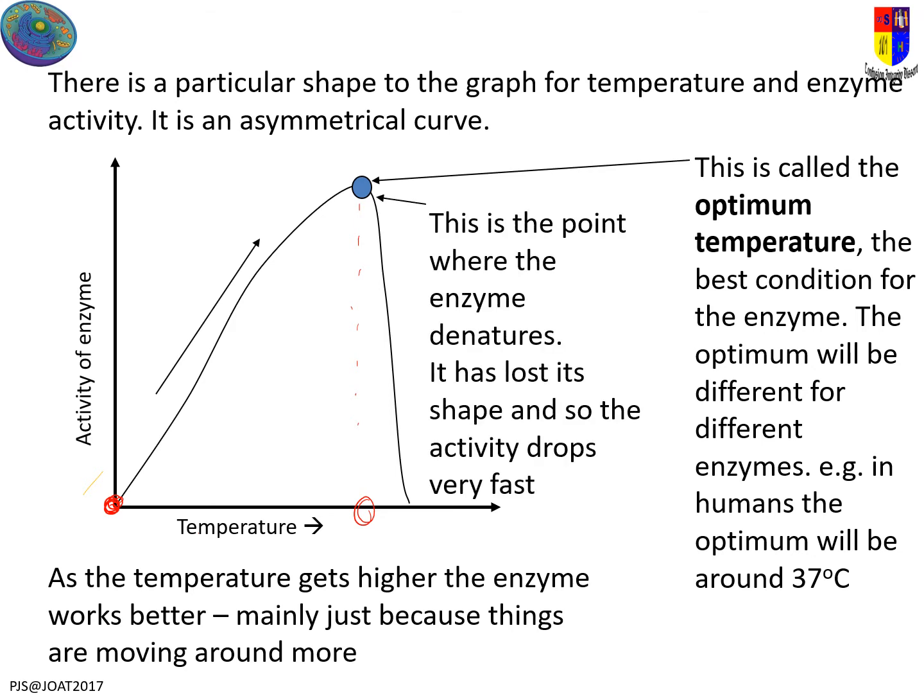After the optimum, we reach a point where the enzyme denatures. And this is this term here. So it's lost its shape. And when it loses its shape, it can't fit anymore. And so the activity drops, and drops fast. Once you've done this, your enzyme is wrecked. The only way you're going to recover from this is if you have basically more enzymes made. And this is why fevers can be really dangerous if they're there for very long.